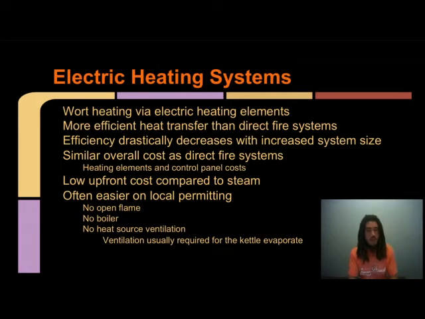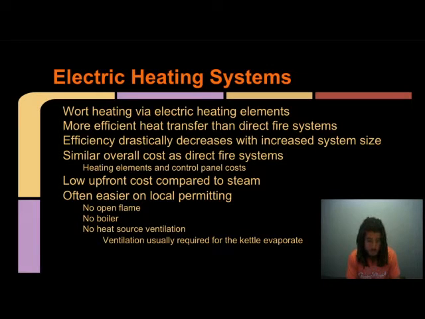All right, so then we also have an electric heating system. Electric heating systems are becoming more and more popular. Essentially the wort is heated via electric heating elements. So it is very efficient compared to direct fire systems, because you're just using heating elements that are inside of the kettle itself, and they're heating all the wort kind of equally. It's pretty equal throughout the wort as far as the transfer of heat.